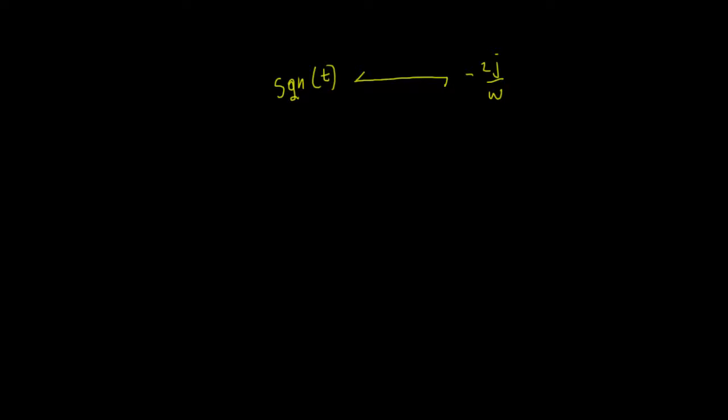So let's continue. We've got the Fourier transform of our signum function. Now, if we want to find the Fourier transform of our step function, as you remember it was u of t equals a half plus a half signum t.